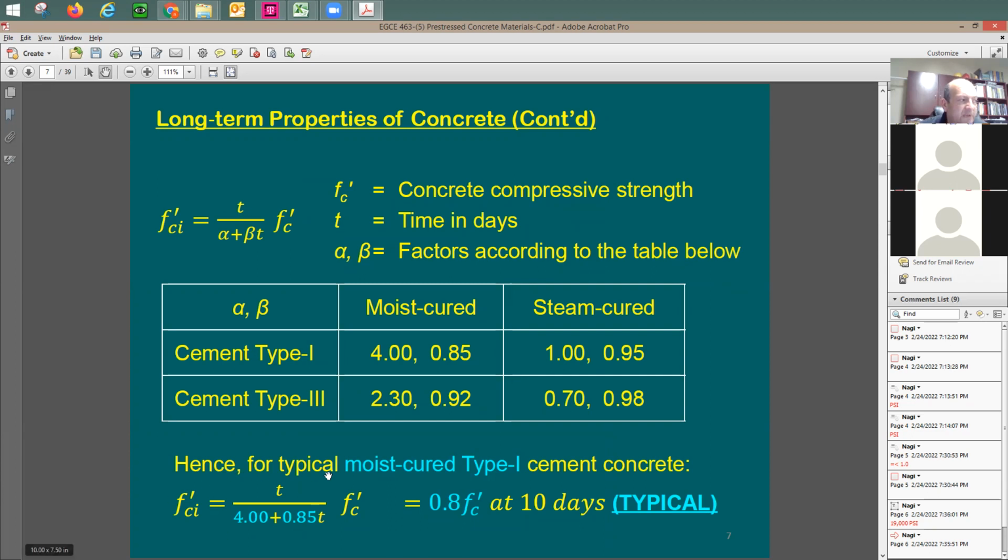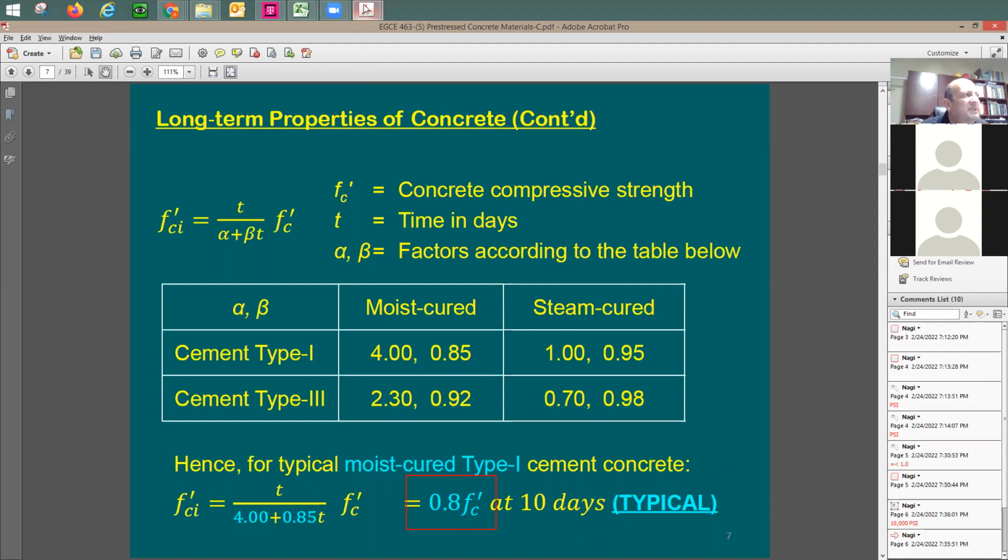So if you like to use moist cured concrete members and you're planning to use type 1 cement concrete, usually after 10 days, you're going to be at roughly 80% of f'c. So this is what you usually do.